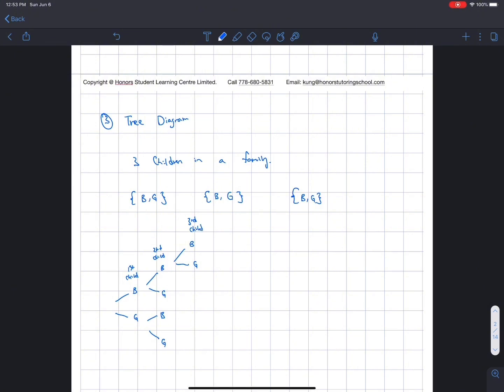So whenever there are more than 2 events, if you really want to list out all the sample space, a tree diagram is definitely the way to go. When there's only 2 events, you can do what I did earlier, just distributing, or I'm going to show you a two-way table.